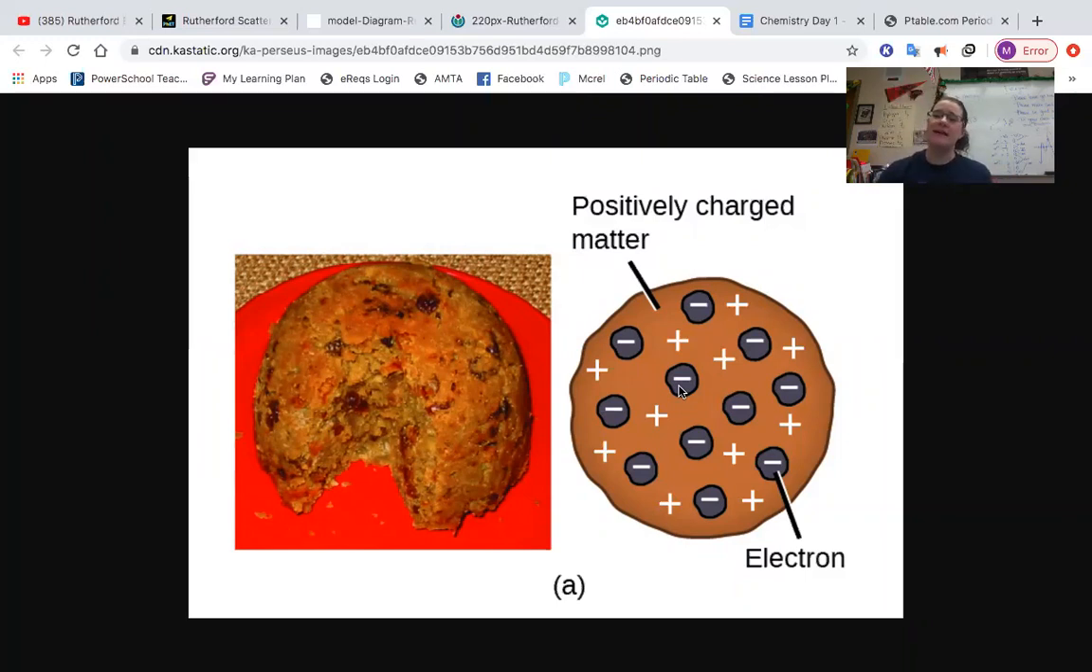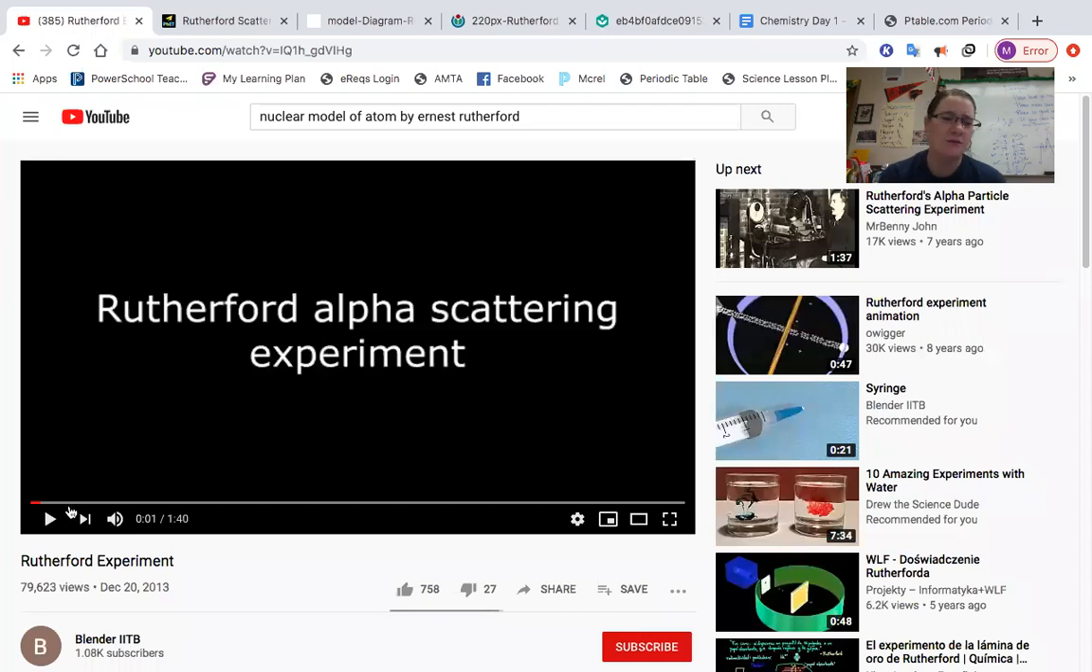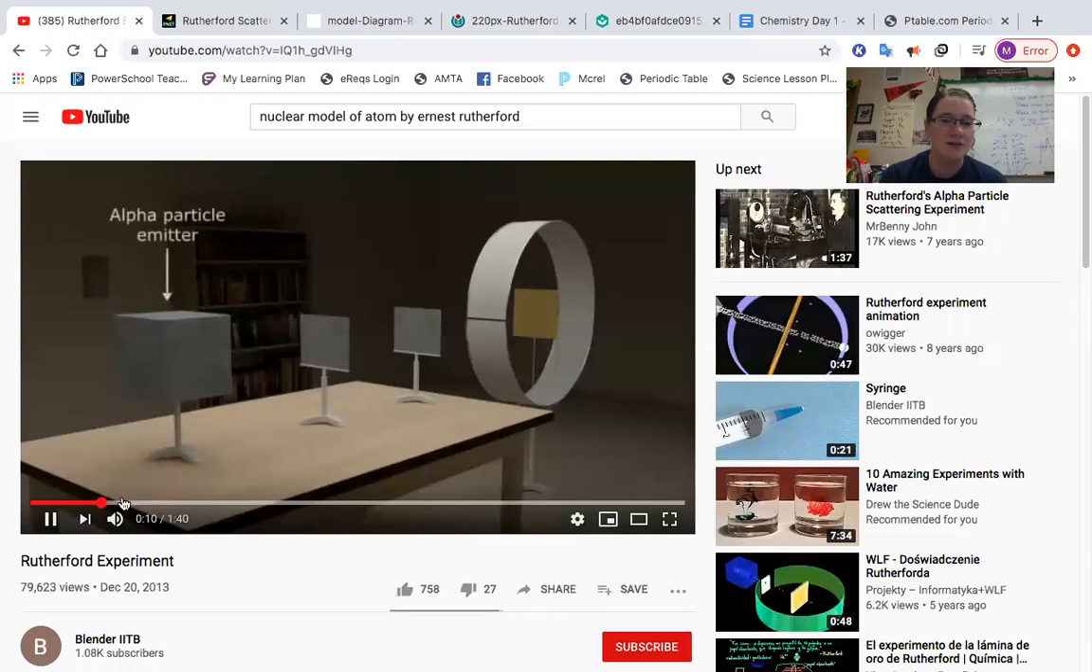And the next scientist that really studies the atom for us is Ernest Rutherford. Now, Ernest Rutherford is a student of J.J. Thomson's. And so what he's really trying to do is he wants to test the plum pudding model that his teacher, J.J. Thomson, proposed. And so Rutherford is going to set up a gold foil experiment.